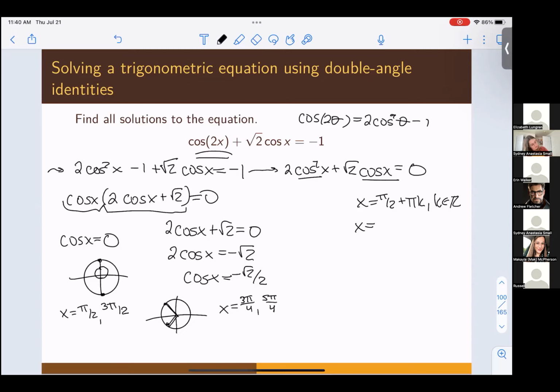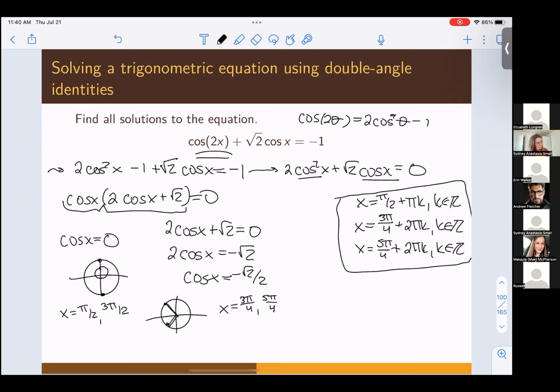So the general solutions for those is x equals 3 pi fourths plus all other angles coterminal to it, so 2 pi k, k is an integer. Also, x equals 5 pi fourths plus 2 pi k, where k is an integer. And those are all of our solutions. We have all of the angles coterminal to pi halves, 3 pi halves, 3 pi fourths, and 5 pi fourths.